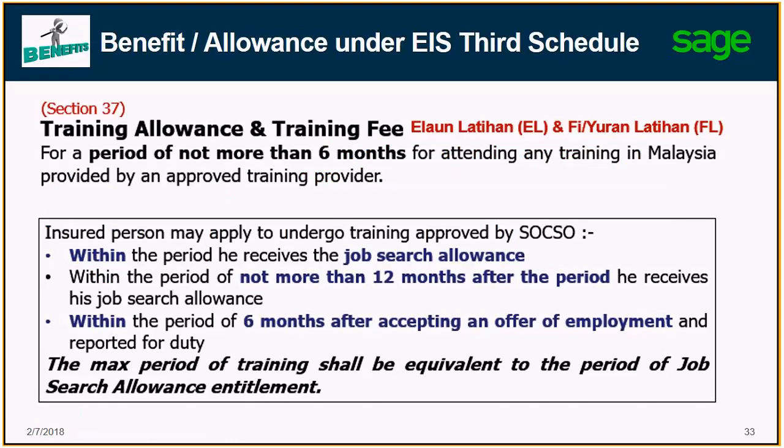This insured person may apply to undergo training approved by SOCSO within the period he received the job search allowance. So he's still looking for a job, and then he can attend the training, then he gets this benefit within the period not more than 12 months after the period he received his job search allowance, within the period of 6 months after accepting an offer of employment and reported for duty. So the maximum period of training shall be equivalent to the period of the job search allowance entitled.